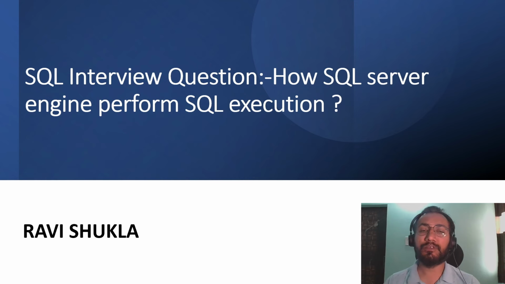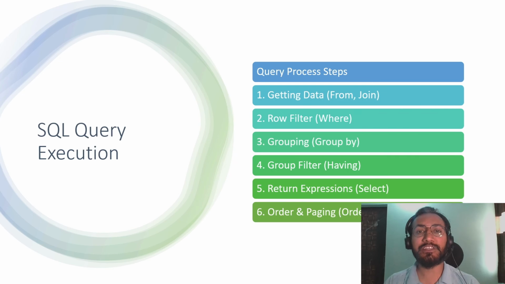Okay, let's jump to the second slide, where I have mentioned all the processes to run SQL queries. We have mostly six steps, and I'll go through all the steps briefly, one by one. The first step is getting data. Suppose you have a table, and the table is used after the from clause. If you have many tables, we have the join clause used there. So the first step is getting data, from one table or many tables using joins.